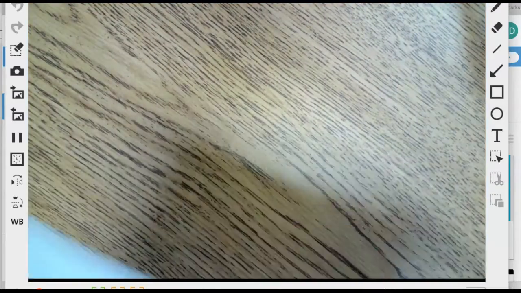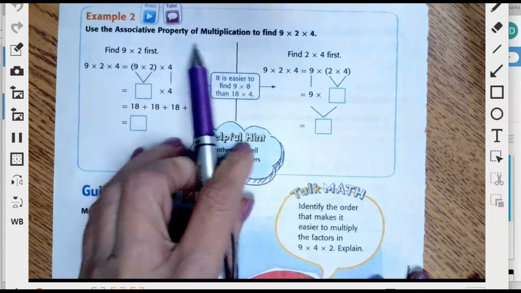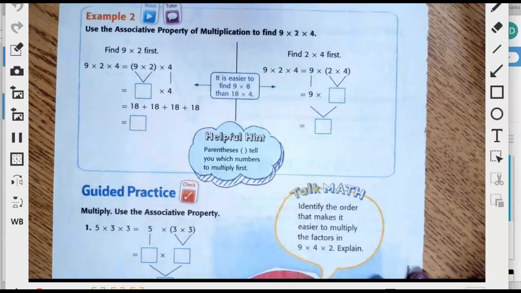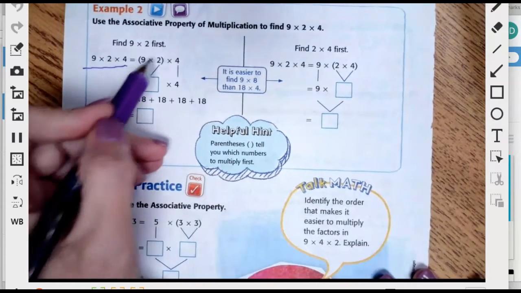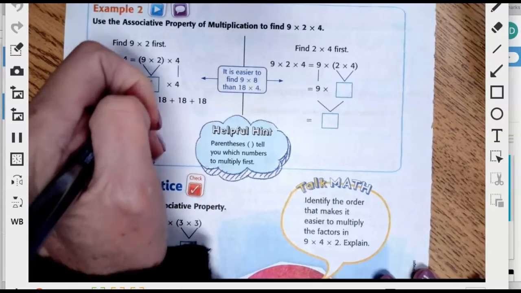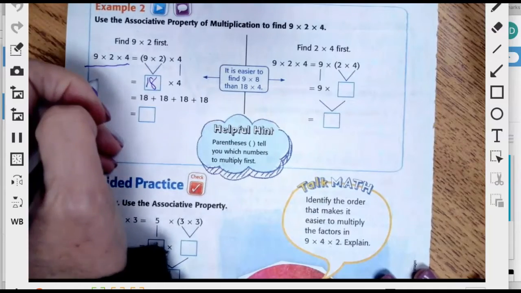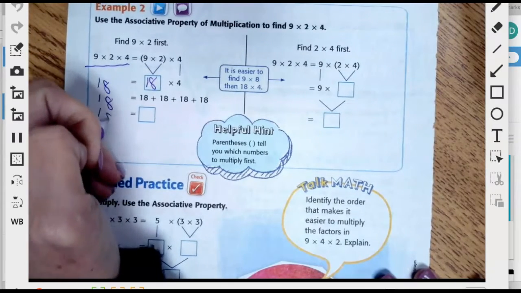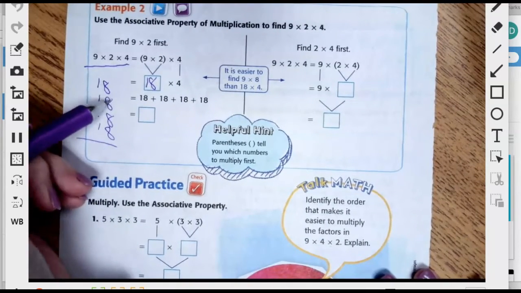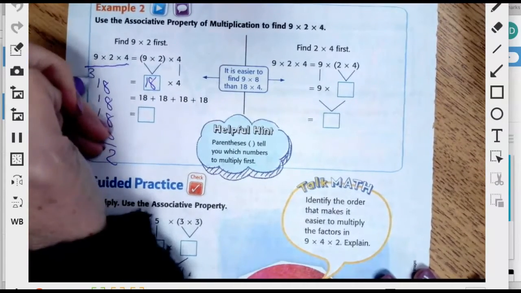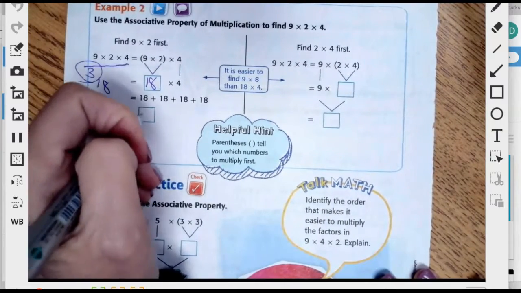Okay, and this is page 167, 168. So on page 168, we're going to use the associative property of multiplication to find 9 times 2 times 4. Well, here's my original problem. The first way I'm going to do it is I'm going to group 9 times 2 together. Well, 9 times 2 is 18. And then you have to do times 4. Well, again, if you don't know 18 times 4, you would have to do 18, and you're going to have to add it all up. Okay, so 8, 16, 24, 32, 3, 4, 5, 6, 7. Okay, that's a tough way to do it.